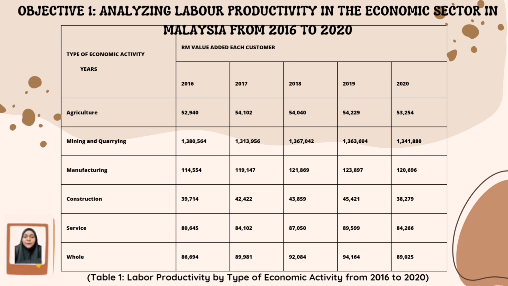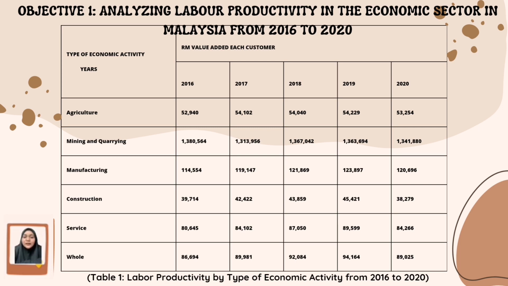The total value added for each labour worker in the agriculture sector in 2016 and 2017 recorded a value of RM52,940 and RM54,102 respectively. This shows a slight increase in 2017. In 2018, the added value of each labourer in the agriculture sector was recorded as RM54,040, which shows a decrease. The added value of each labourer in the agriculture sector in 2019 was RM54,229. This shows a further increase in 2019.